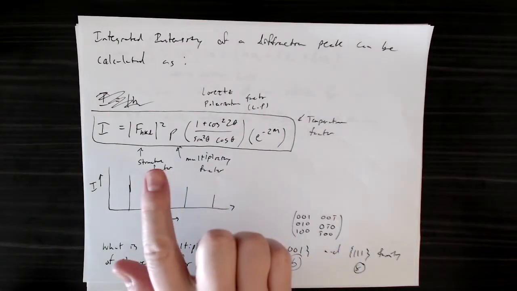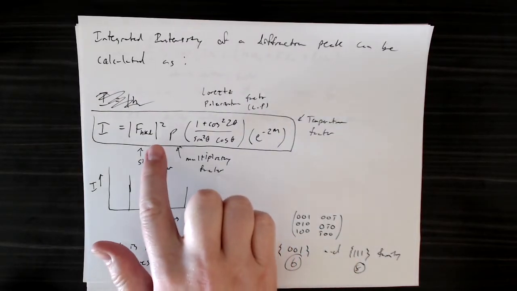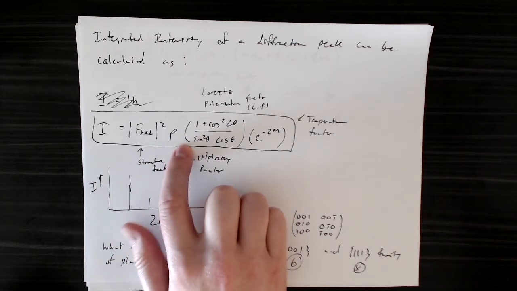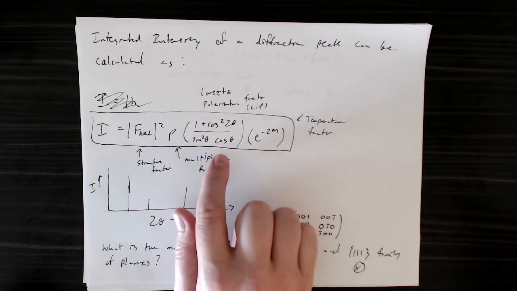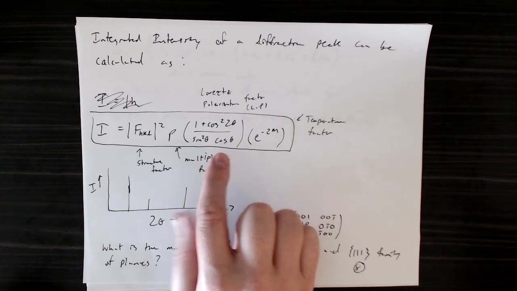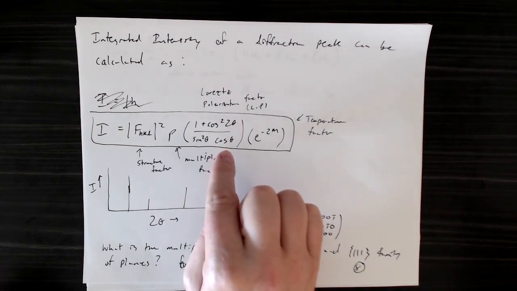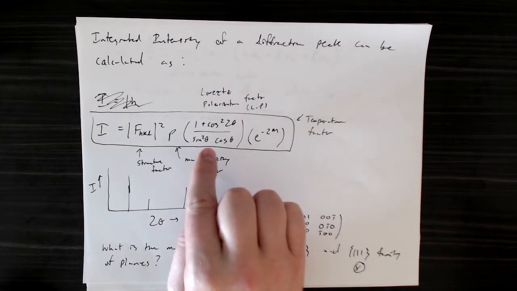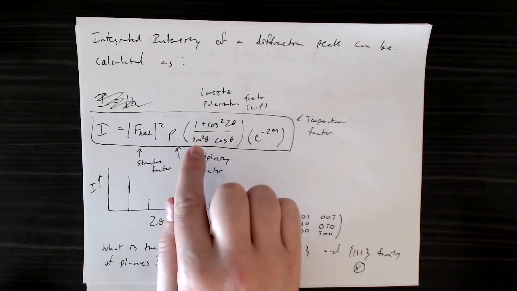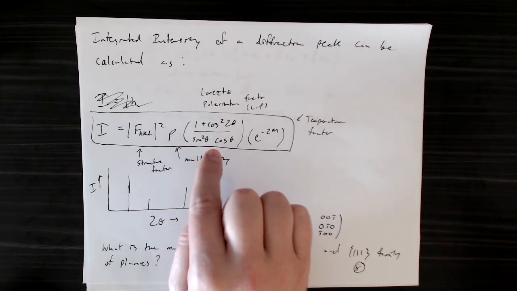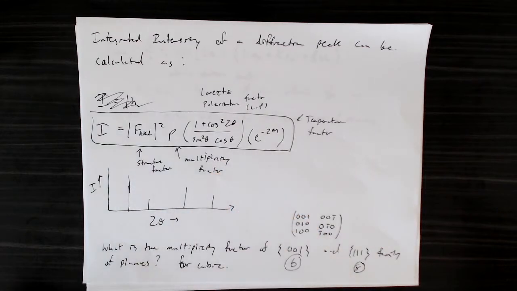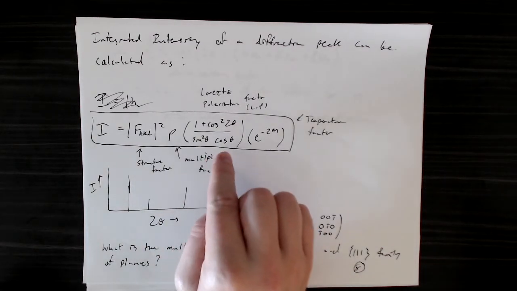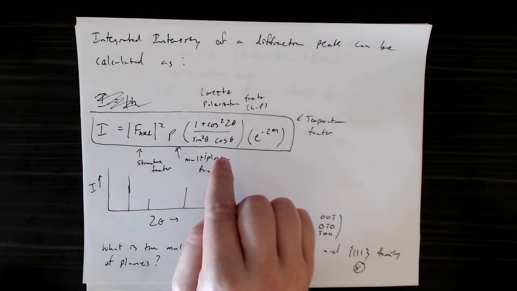Going back to our equation, we've figured out where to get these values. Now let's look at the next one, the Lorentz polarization factor. This one's the easiest to do, I would say. You're given the equation for it, and we can simply plug in the theta values and calculate this directly. So I recommend doing that.